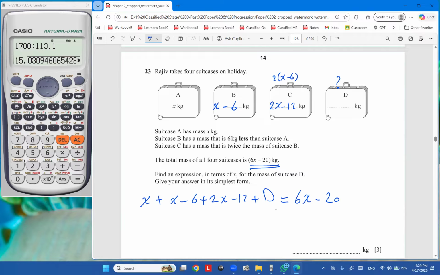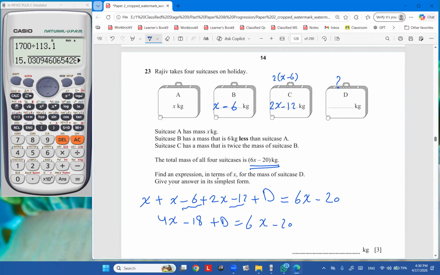Collect the like terms, and we want D to be on its own because we need to find it. We need D to be alone, so make D the subject, in other words. So collecting like terms, this is 2x, and 2x is 4x. 4x, minus 6 minus 12 is negative 18, plus D equals 6x minus 20.